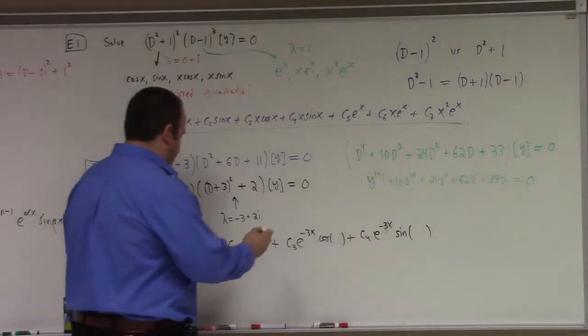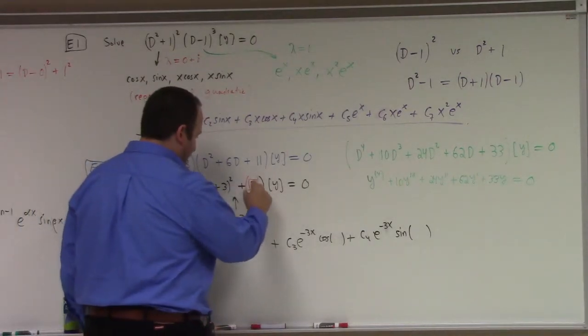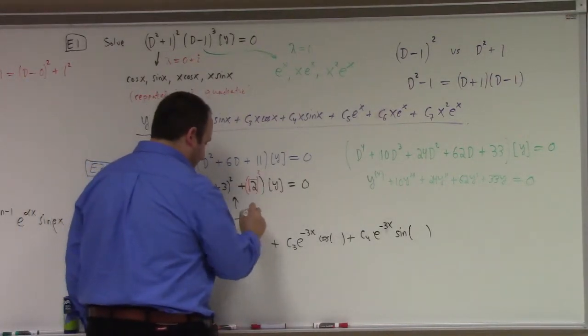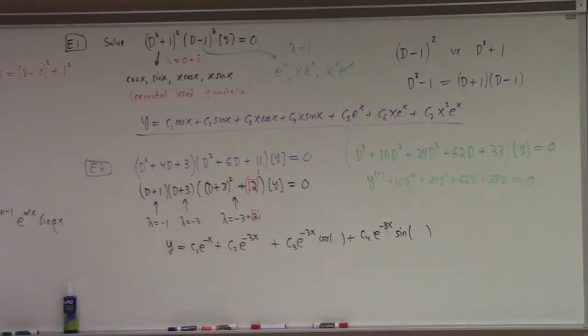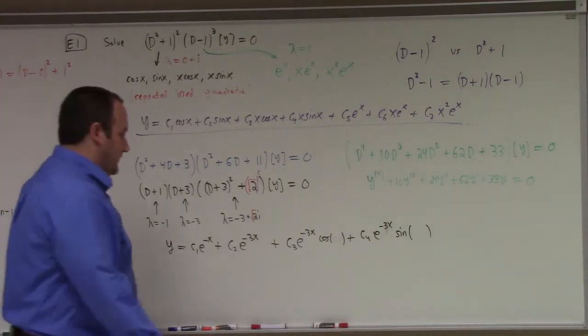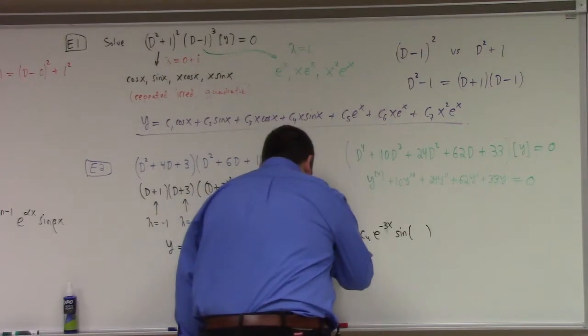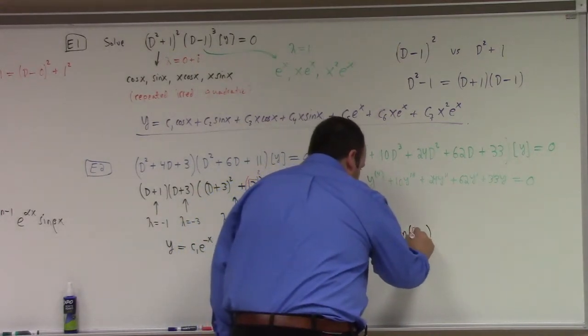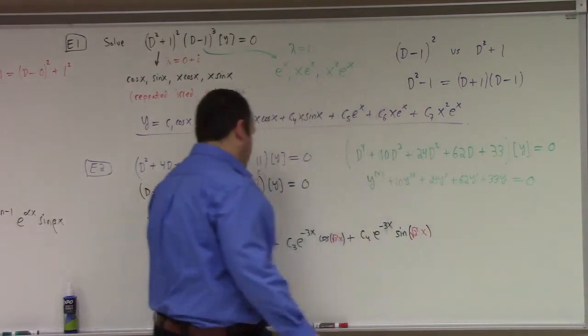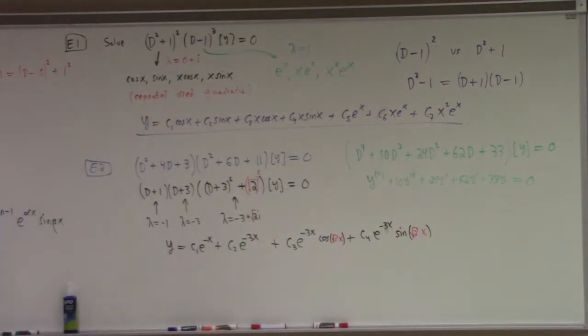Square root of 2 is what I was looking for. This is the square root of 2 squared, right? So I need square root 2 here. Watch out for that, right? It's beta squared that has to appear here. So I was supposed to have square root of 2 times x up in there. That was the error.